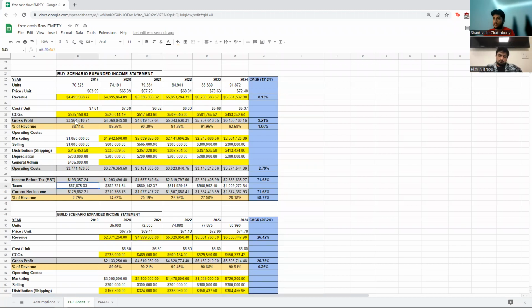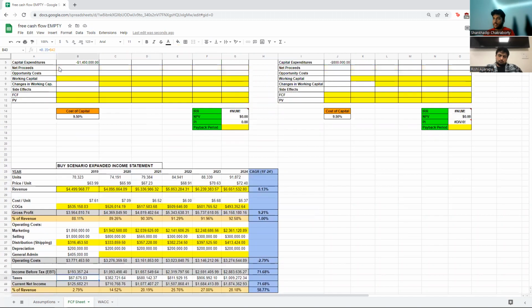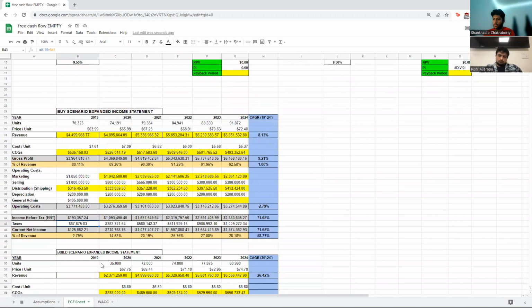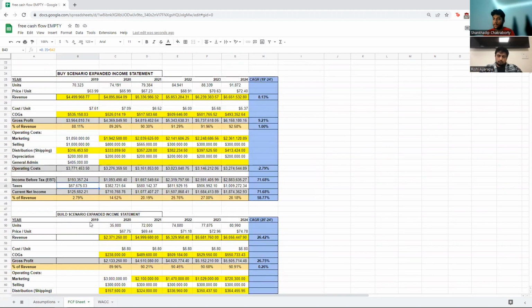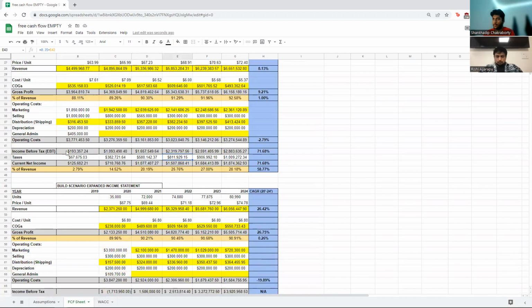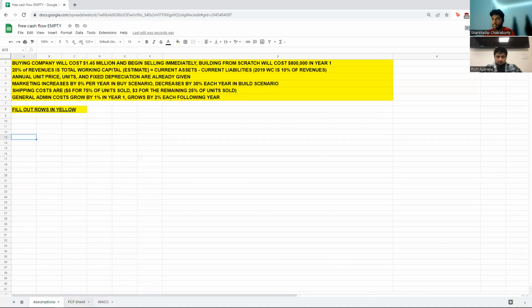EBT minus taxes, tax rate is 35%. I think that's another assumption that we found out in the WACC sheet. That is already given here. EBT minus taxes is your earnings or your net income. So we don't need to calculate any of that. But let's finish off with general administrative costs. So general admin grows by 1% in year 1 and 2% each following.